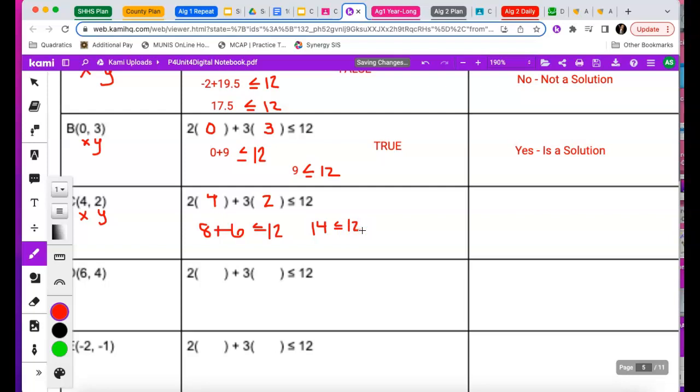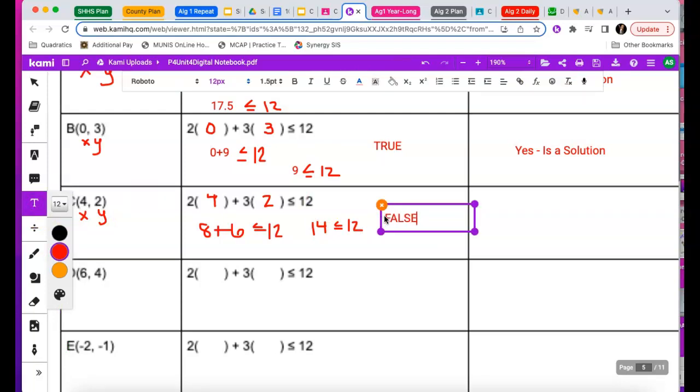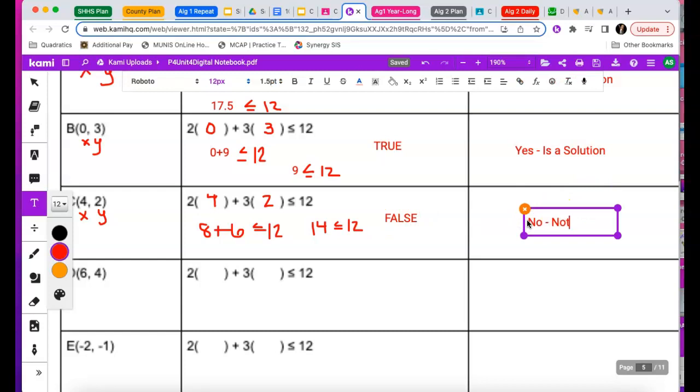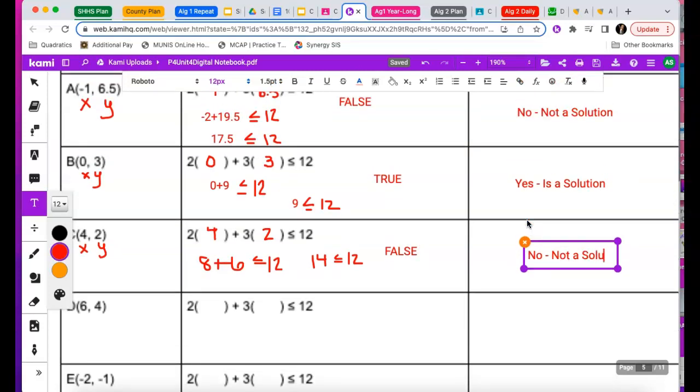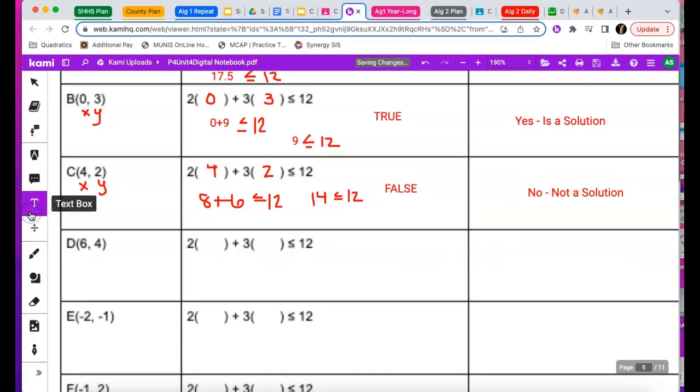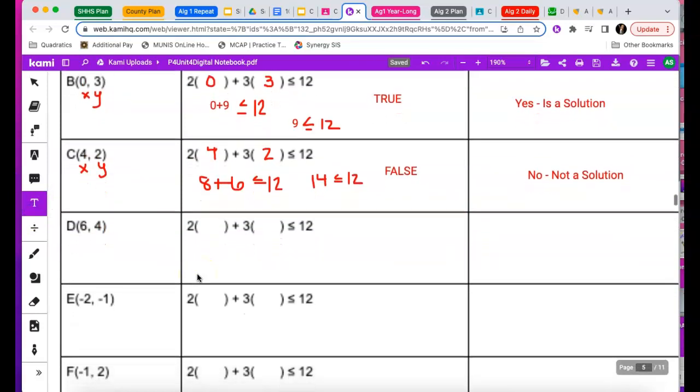It's not either of those, right? It's not less than 12. It's not equal to 12. So this one is a false statement. It is not a solution. We're going to do that for each one of the coordinates.